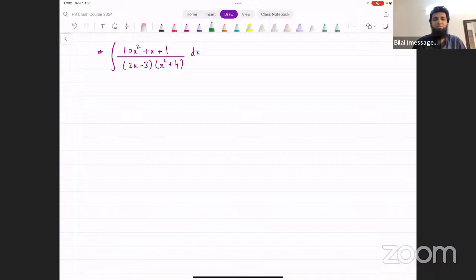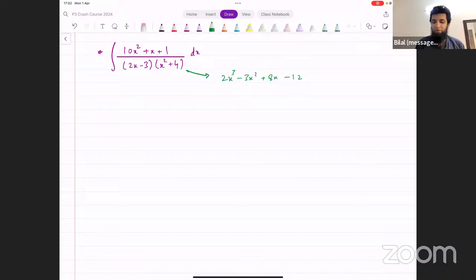Okay, so simplify the denominator to see if it becomes the ln form, perhaps. It's not tan inverse form, that's clear, because we don't have a constant in the numerator. So the only thing you would want to simplify the denominator for would be to see if the ln form perhaps works, right? Let's try that. That will give you 2x cubed minus 3x squared plus 4 into 2x, that's 8x, minus 12. So the denominator simplifies to this.